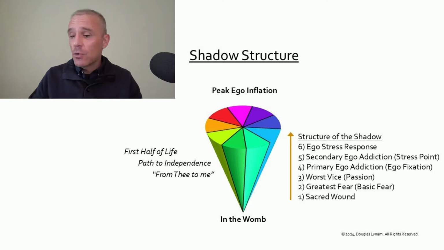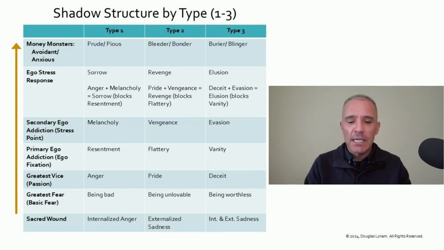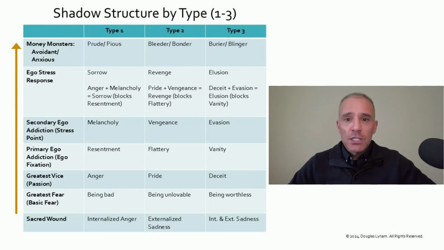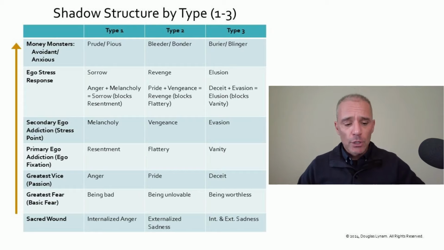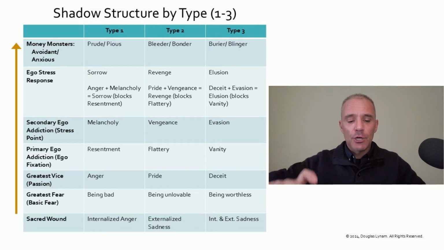All right, that was just a quick overview of how that process works. But let me walk you now through the shadow structure of each of the 9 types so you can see it in action. All right, let's start with type 1. So we're starting at the bottom of this graph. We're looking at the sacred wound of internalized anger. And then you can see we talked about how that leads to your greatest fear of being bad or defective.